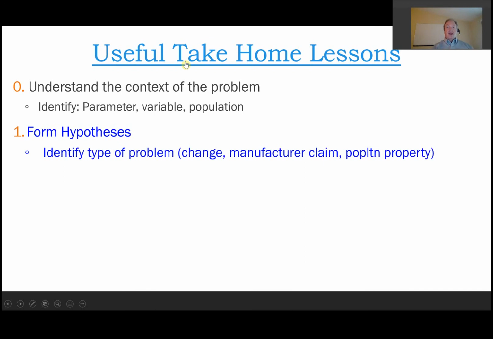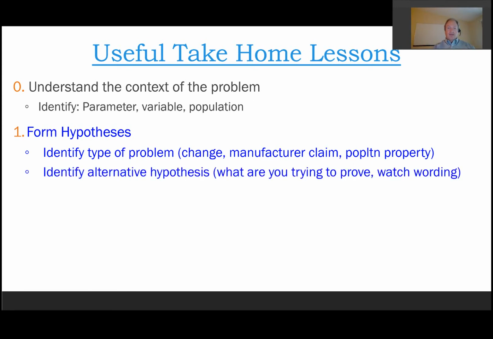It's always a good idea to try to classify your problem into one of these three scenarios. Am I testing to see if a parameter value was affected by a change? Am I testing a manufacturer's claim? Or am I testing to see if a population has a certain property?